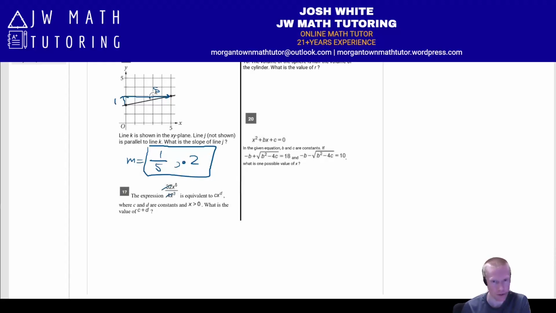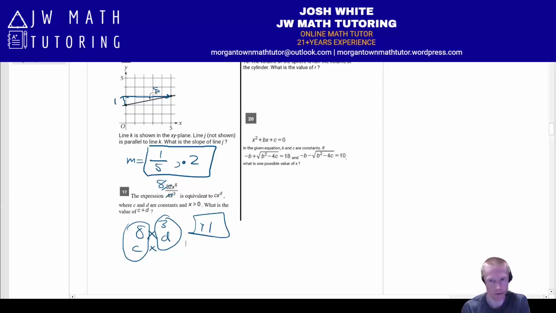So you just say 4 goes into 32 8 times, and x to the 6th over x to the 3rd, well, 6 minus 3 is 3. So this becomes 8x to the 3rd. Therefore, c is 8 and d is 3. So what do we get when we add them together? Well, 8 plus 3 is just 11. So the correct answer is just going to be 11. That's what you're going to fill in.